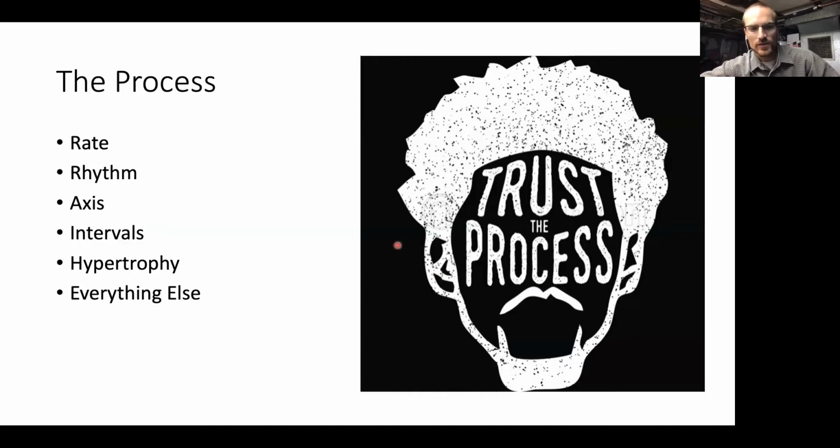So rate, rhythm, axis, intervals, hypertrophy, everything else. That's another thing that should rattle off the tongue. Clinically, whenever it's like, how do you read an EKG? Rate, rhythm, axis, intervals, hypertrophy, everything else. And doing the process allows you to stay focused to where you can actually think through it critically and not just jump to what you think you're seeing, but catch the little things such as an arrhythmia or an absence of P waves or wide P waves or wide QRS because you're stepping through the actual steps.